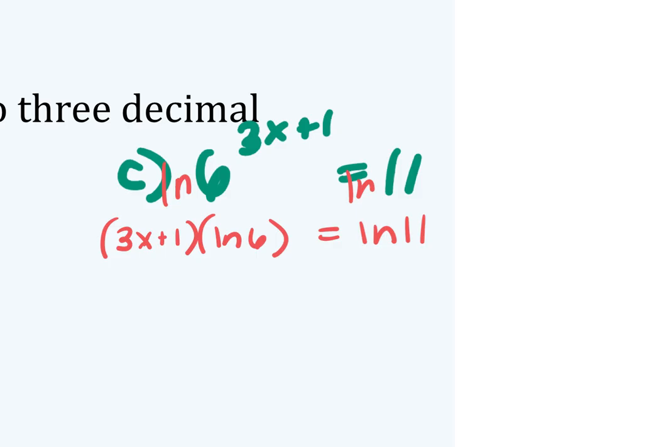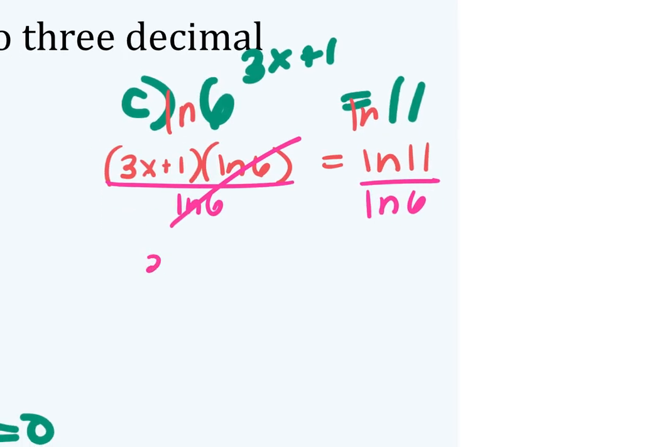Now you've got two options. You could distribute your ln of 6 to both of these and then solve for x, or I could divide both sides by ln of 6. So it's going to cancel here. I get 3x plus 1 equals ln 11 over ln 6. I could do that in the calculator now, but then I got to save it as rounded. So I'm just going to keep going until I get all the way to the end where it's just x by itself.